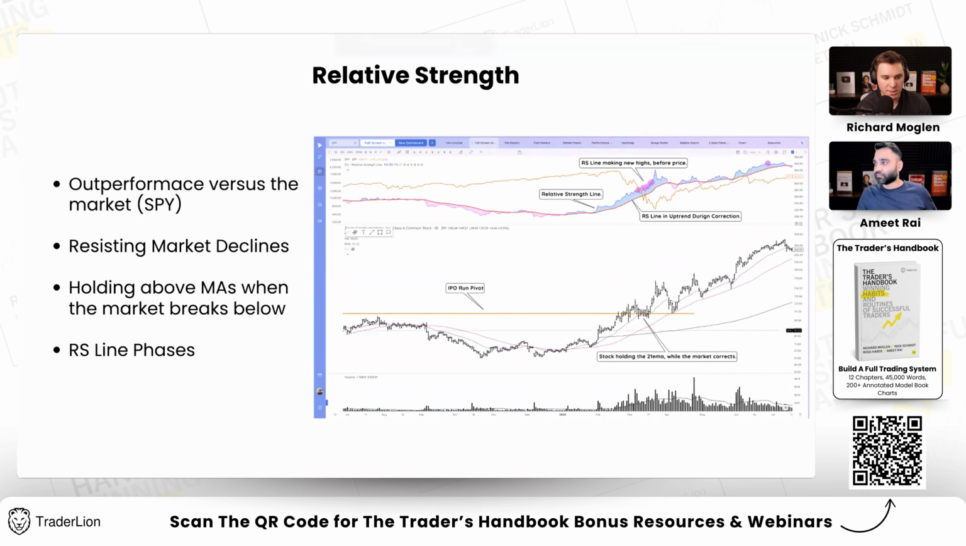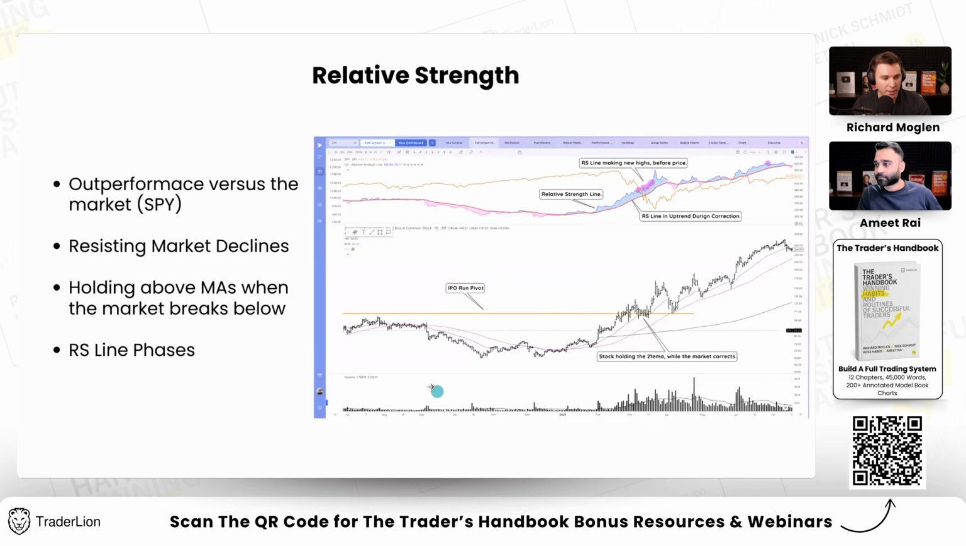All right, relative strength. This is very clear cut. Here's Zoom again. We're looking for outperformance versus the market. This could be based on the relative strength line being in an RS phase, being in an uptrend like we see here with Zoom. It could be based on holding moving averages when the market breaks below them. There are many different ways to define relative strength. It could be holding a better off highs versus the market, but basically we're looking for outperformance and resisting market declines, especially during corrections. An easy way to do that is to plot the relative strength line on TradingView and just see if we're above and in an uptrend here.